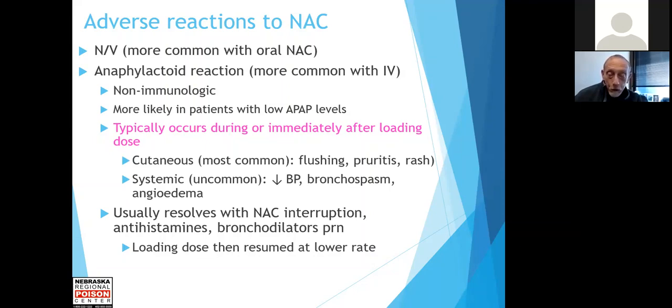And when do they occur? They occur after the loading dose, when they've gotten a very high rate of infusion, after they get that loading dose at the very beginning of our 21-hour protocol when they've gotten half of that 300 milligrams per kilogram right off, right in that first hour. So they usually tolerate the rest of it after they get their antihistamines. Most of the time, that is not a problem.